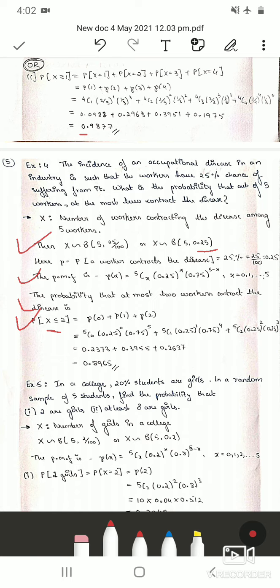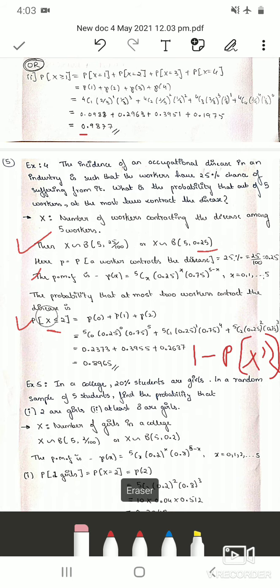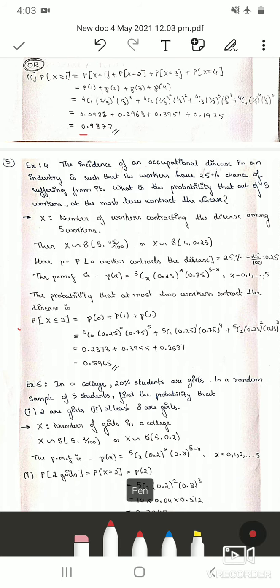If you want to take the complement of it, it will be 1 minus probability of x is greater than 2. So you have to include 3, 4, 5. It is the same, either you can take the complement or you can solve as it is, because each includes 3 terms. So now we will solve directly. It is probability of x less than or equal to 2. So we have to find p of 0 plus p of 1 plus p of 2.